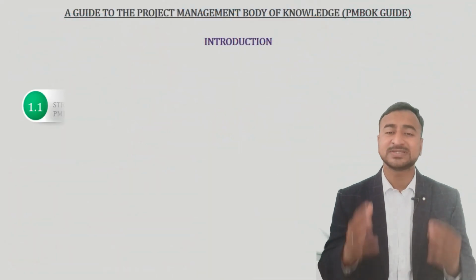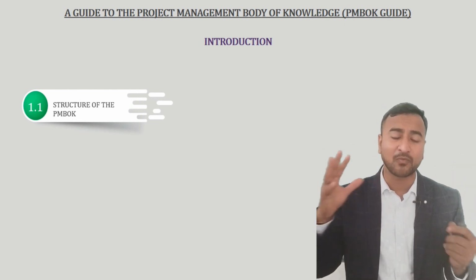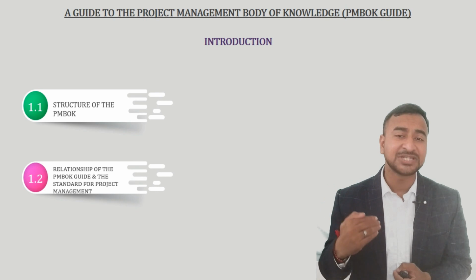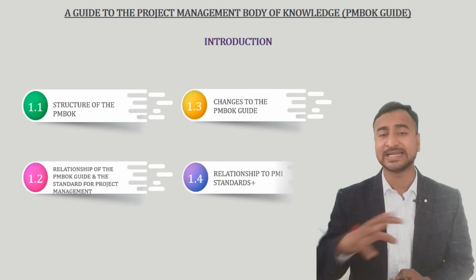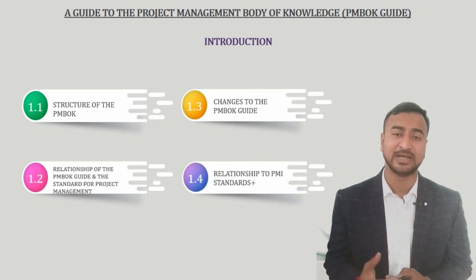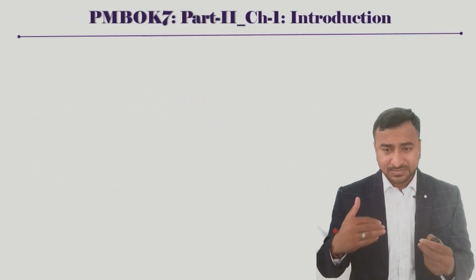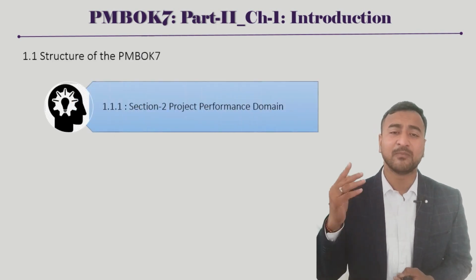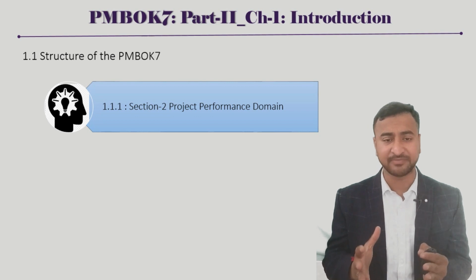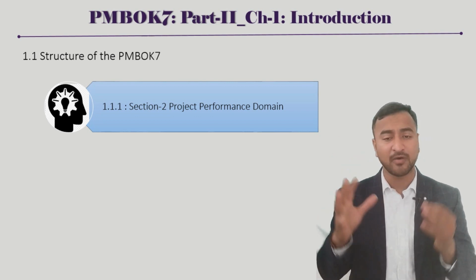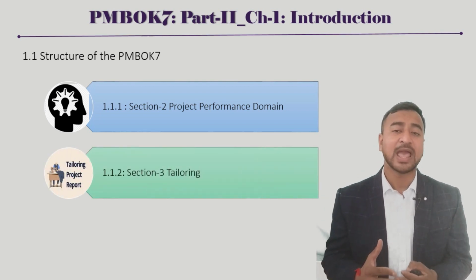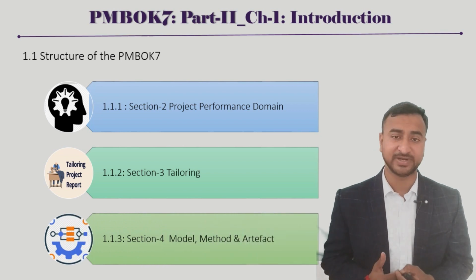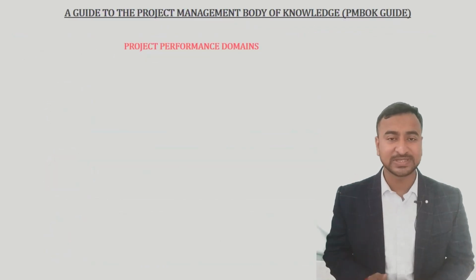Part 2. So the first chapter is the introduction, which briefly describes the structure of PMBOK 7 and the relationship of your part 1 and part 2 basically. Chapter 3 is the change in PMBOK 7, and chapter 4 is your relationship to the PMI Standards Plus. Now let's discuss the structure first. This chapter has a very high-level overview of your project performance domain, then section 2, which is your tailoring, and section 4, which is models, methods and artifacts. Now let's dive into the detail and discuss one by one.